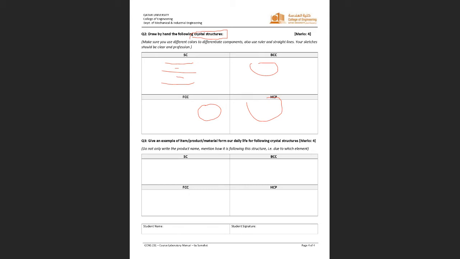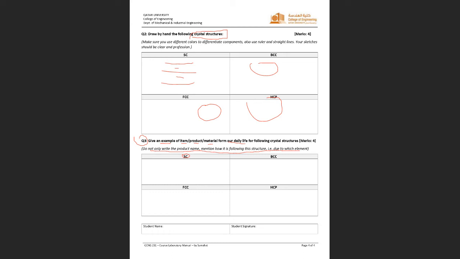And the last question, which is question number 3, you will write this. Give an example of an item, product, or material from our daily life for the following crystal structures. So simple cubic, what is the item in my daily life which follows the simple cubic structure? Do not only write the product name, mention how it is following the crystal structure. For example, if you tell me it is a cooking kettle where you make tea or chai, tell me the cooking kettle may be a cup of aluminum or a cup of steel, something like this. So give an example from our daily life, very important.